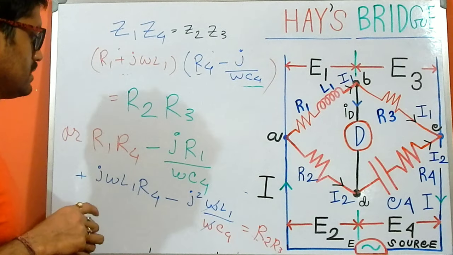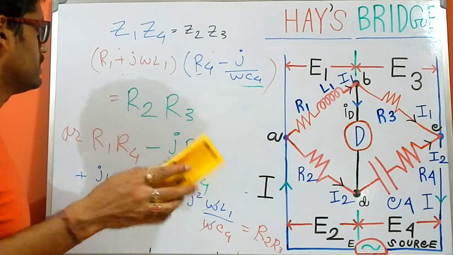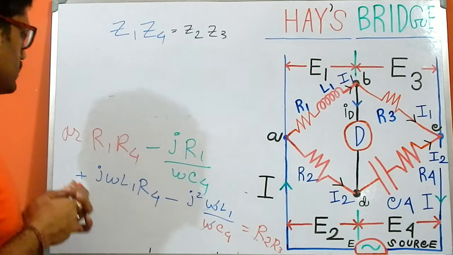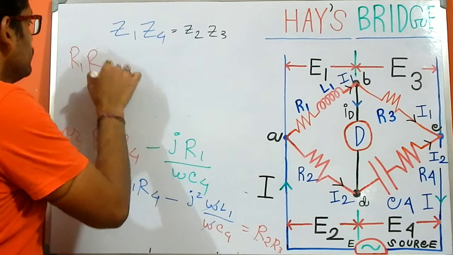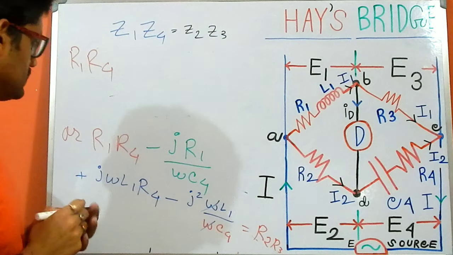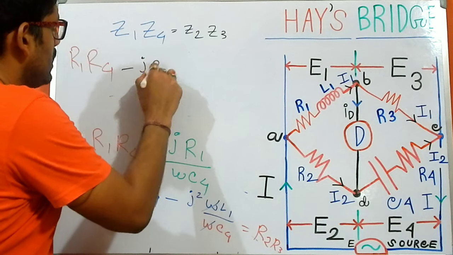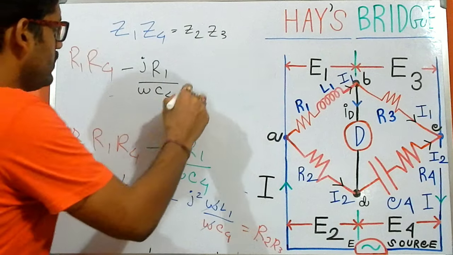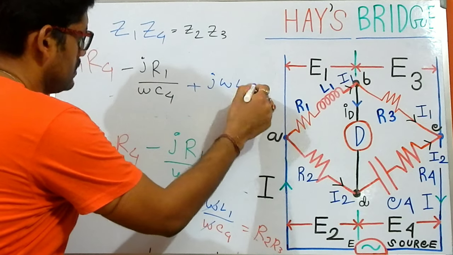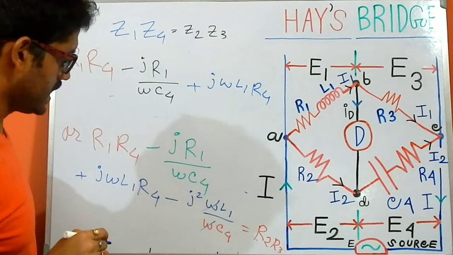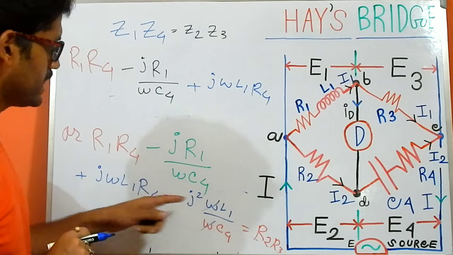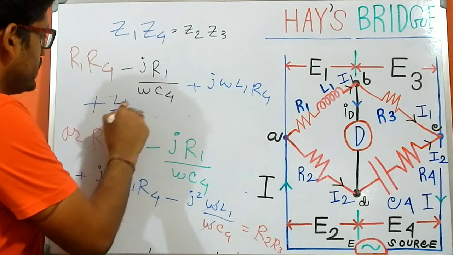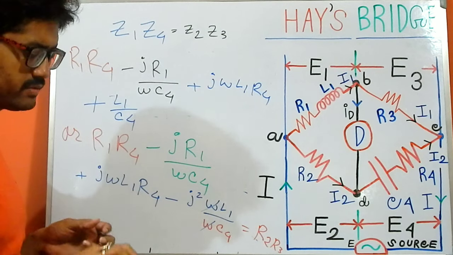So what is the final equation that I will equate the real part with real part? Let us do that. I should erase this upper step and write it over here. The equation is R1 R4 minus J R1 by omega C4 plus J omega L1 R4. And what is the value of J square? J square means minus 1. So this minus minus will give us plus. Okay, so plus L1 divided by C4, which is nothing but the expression of R2 R3.